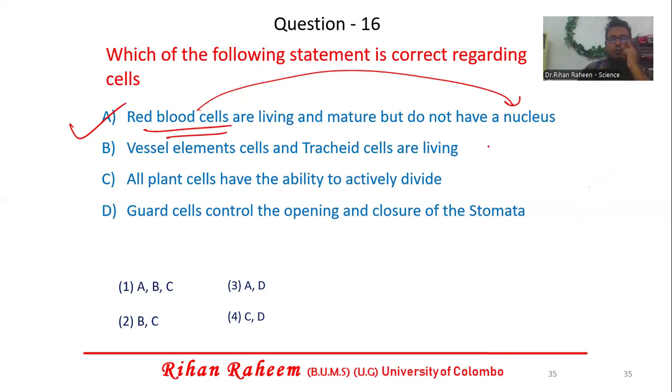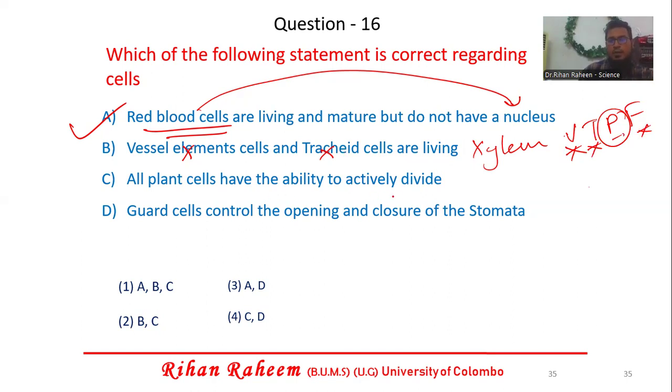Okay, the ones who don't know, don't worry. Vessel elements and tracheids are living? No, vessel element is dead. Tracheid is also dead. That comes under xylem tissue. Under xylem tissue, we have 4 cells: V, T, P, F. Vessel elements, tracheids, parenchyma, fiber. Vessel elements dead, tracheids dead, fiber dead. Only parenchyma is living in xylem.